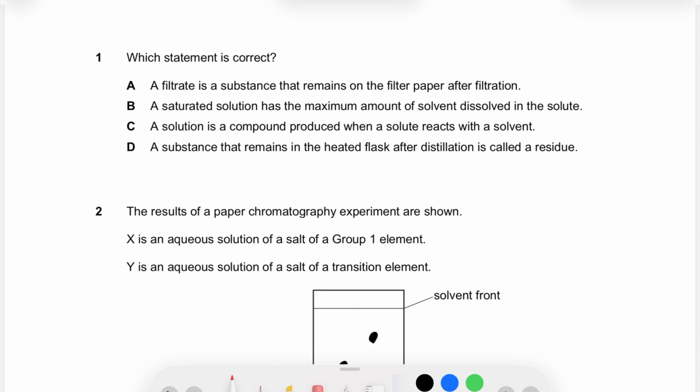Which of the following statement is correct? A: A filtrate is a substance that remains on the filter paper after filtration. No, this is wrong. It should be residue. B: A saturated solution has the maximum amount of solvent dissolved in a solute. No, this and this should swap around.